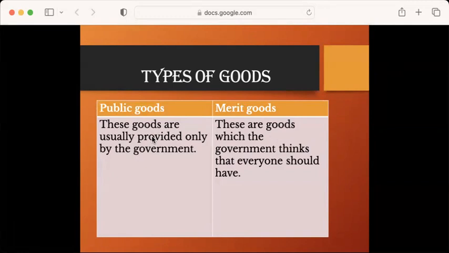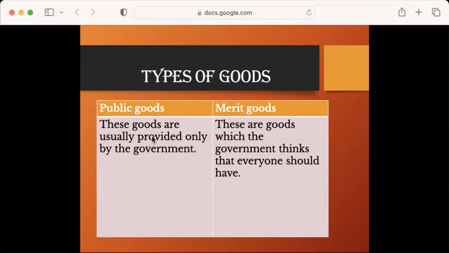When the government provides these goods, it would be providing them either for free or for a very nominal charge, because these are goods the government thinks everyone has the right to have. So the most popular examples of merit goods are education and healthcare. These are provided by the government in some countries completely free or for a nominal fee.